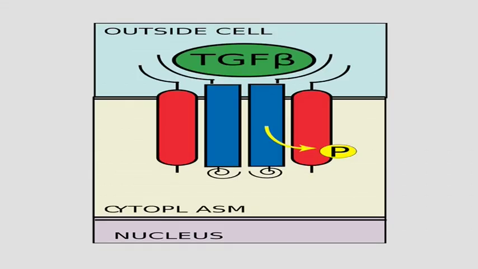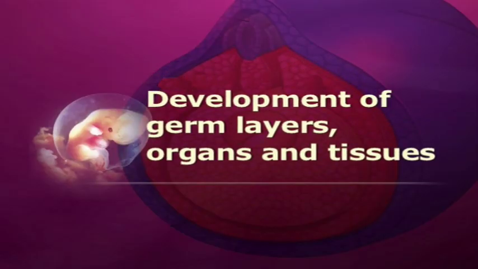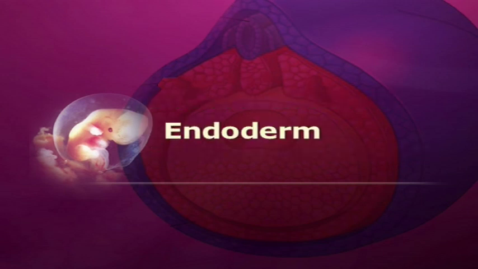Several transcriptional programs that influence cell migration during gastrulation, and subsequent cell differentiation into the three germ layers, are activated by intracellular signaling mediated by WNT, FGF and TGF beta ligands. In most animals, endoderm formation goes parallel with the formation of the third germ layer, the mesoderm. Now let us talk about development of germ layers, organs and tissues.